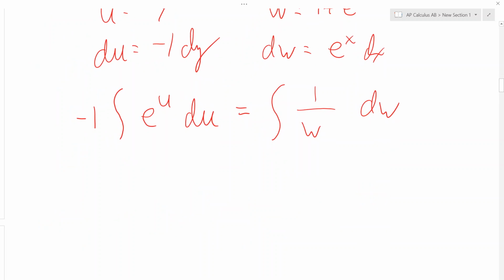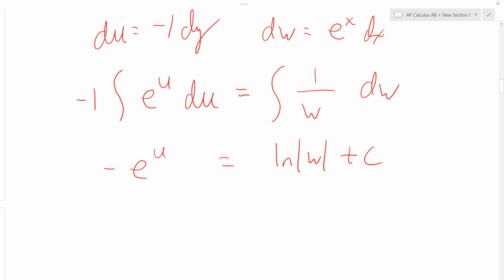Now we can integrate both sides of this. This is just negative e to the u. And this is ln the absolute value of w plus c. Feeling good? We're going to plug back in. All we're going to do is sub back in our variables, and we have to solve for y. So this is really negative e to the negative y, that's what u was, equals ln of the absolute value of 1 plus e to the x, plus c.